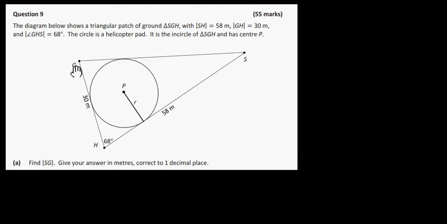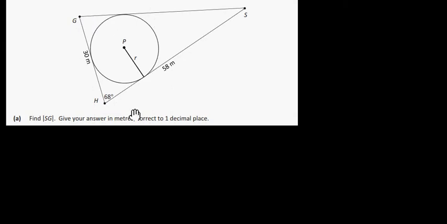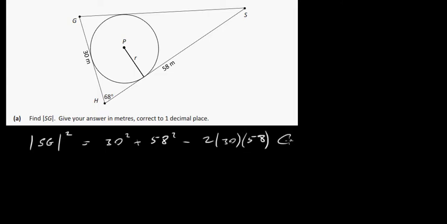Okay, so find SG. So we've got to find the distance SG here. What you've got to realize here is you've got this big non-right angle triangle. You have two sides and an enclosed angle, so that should indicate that you're going to need to use the cosine rule to find this side here. So let's do that. We're looking for the side SG, so that side squared is equal to 30 squared plus 58 squared minus twice those two sides multiplied, 30 times 58, and then cosine of the angle in between them, which is 68 degrees. So you've got to work this out then.